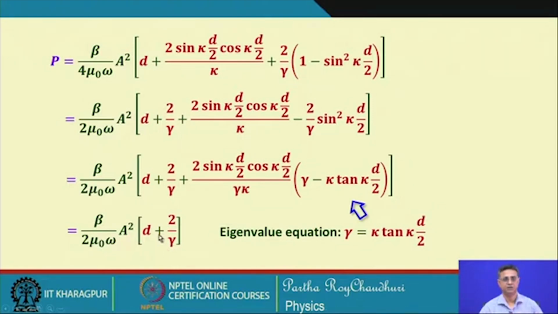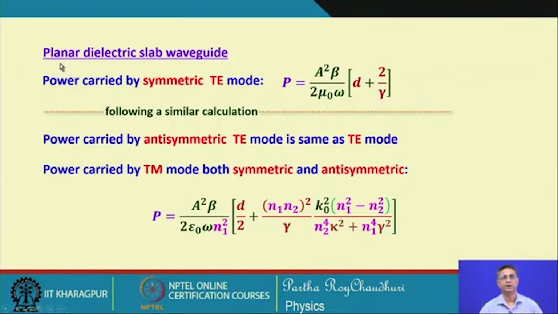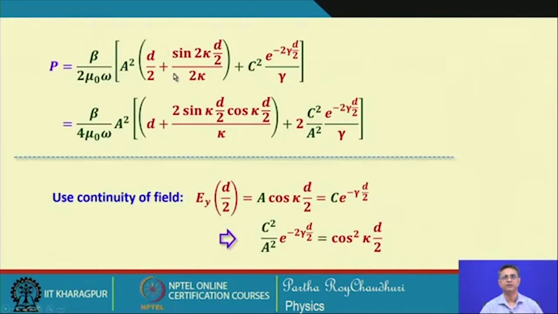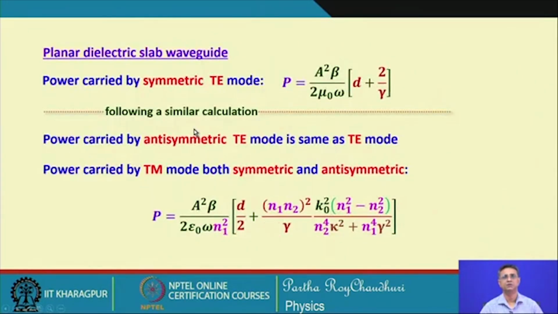So, this expression gives you the total power flowing along the waveguide per unit length of the waveguide. Now, for a planar dielectric slab, we calculated the power carried by a symmetric TE mode, which is equal to this. If you follow the same calculation, then we can also determine the power carried by the antisymmetric mode, because in place of the cosine function, we can use the sine function to represent the antisymmetric mode.